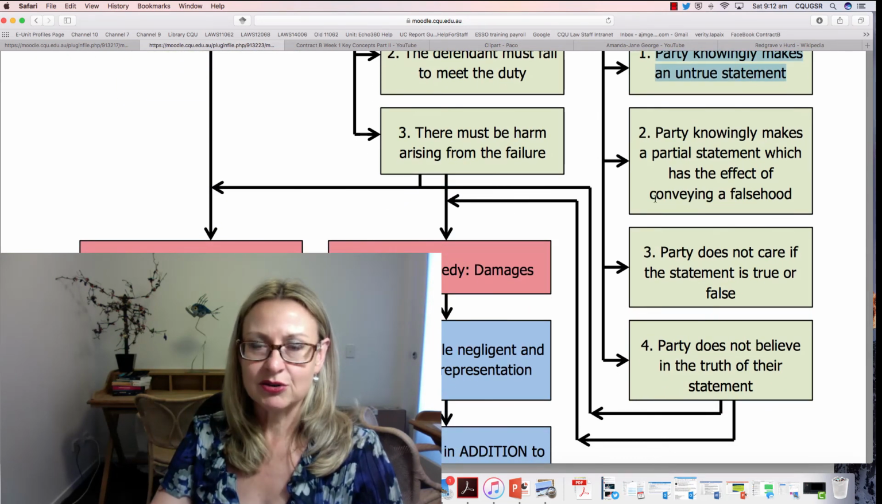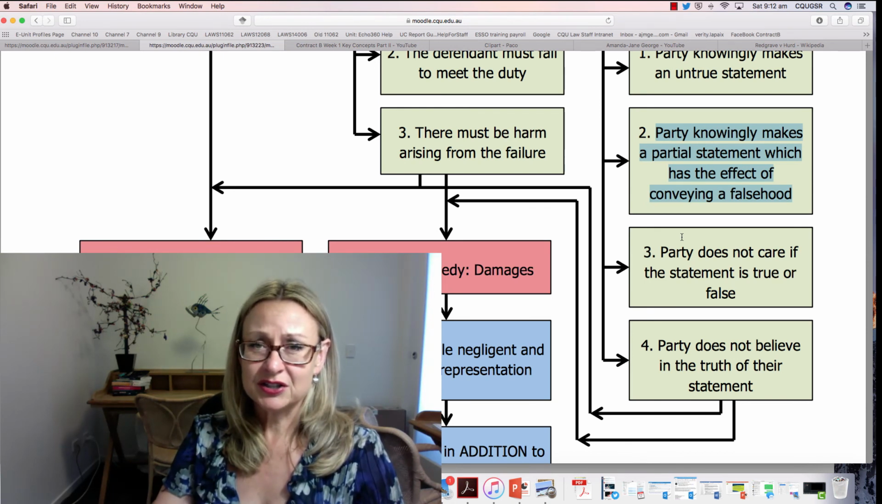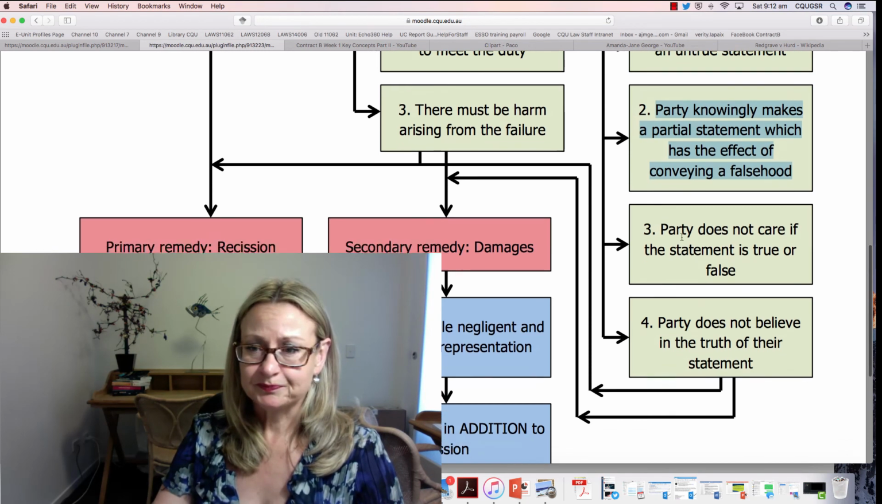The second kind of evidence that will point to fraud will be where somebody makes a partial statement which has the effect of conveying a falsehood, kind of like where you're telling half-truths, where silence is an issue. If you're going to say something in pre-contractual negotiations, better make sure that whatever you say is pretty much 100% true. If you start telling half-truths or partial statements, it's going to get you into trouble.